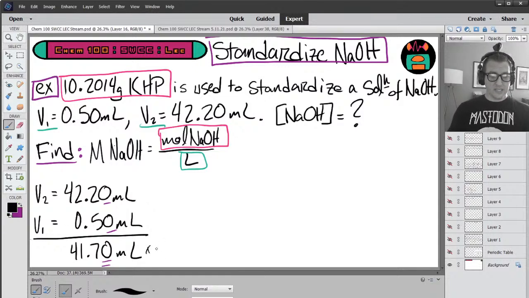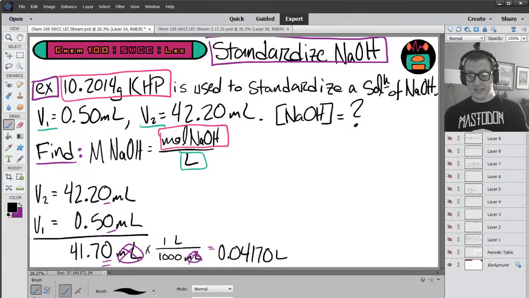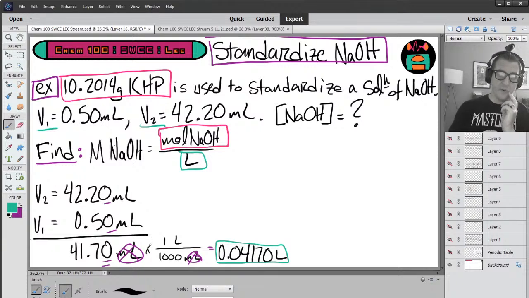Finally, we need to convert this volume to liters. And 1 liter is 1,000 milliliters. So our volume in liters would be 0.04170 liters. And that is going to be the denominator of our calculation for molarity.